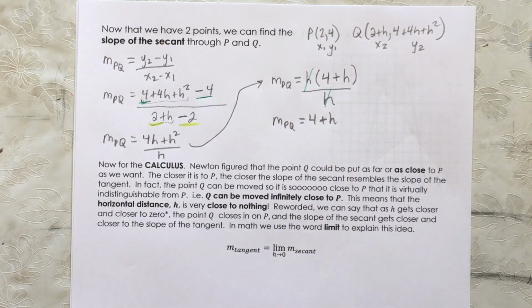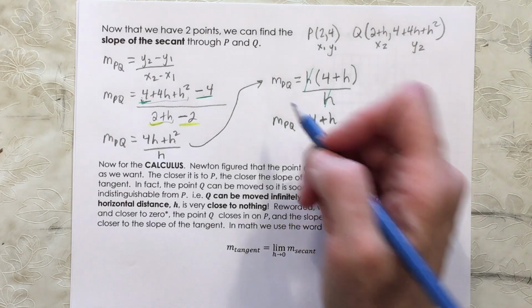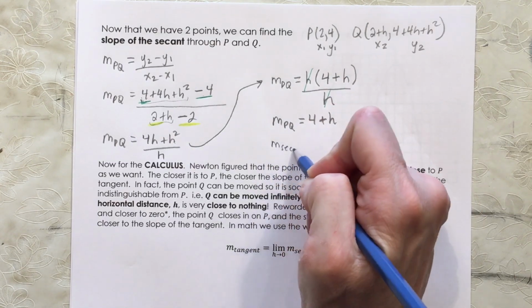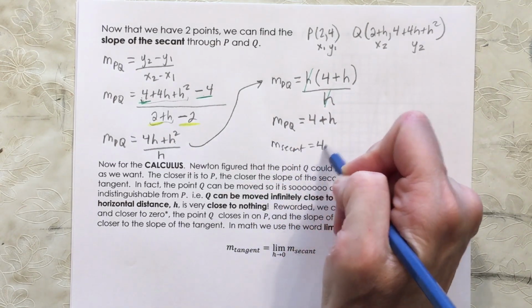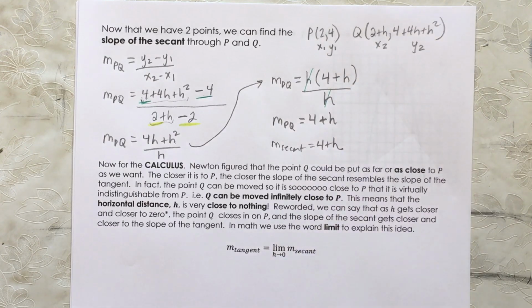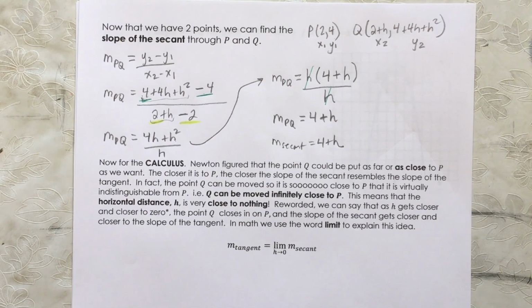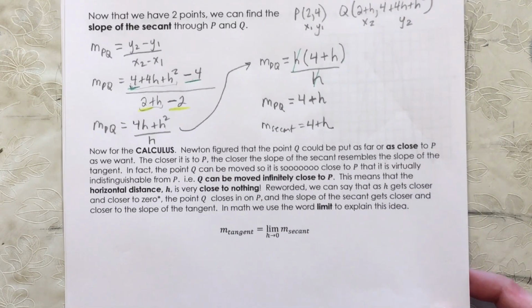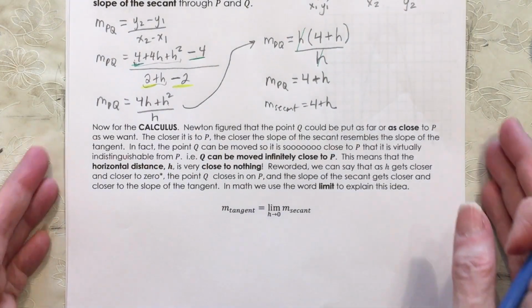Okay? So far we found 2 points, and then we found the slope of the line that joins those 2 points together, the slope of the secant. So the slope of our secant is 4 plus h. So we've got the slope of our secant in terms of that little distance h. Okay, so far we haven't done any calculus. We're doing the setup for calculus. So here's where the calculus comes in. So this is Newton's reasoning.